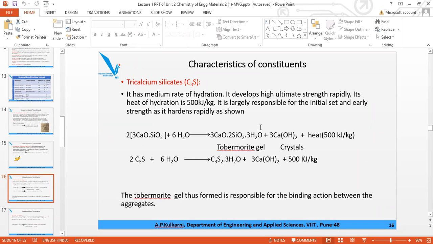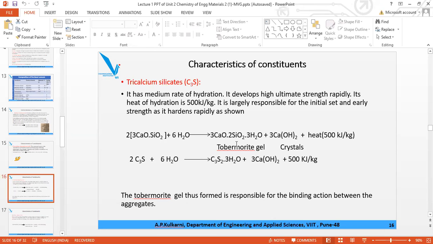Out of 6, 3 we have used here, and the remaining we are making Ca(OH)2 thrice. Heat is 500. C3S reaction is 6H2O. 2 molecules are used. Out of that, 3CaO·2SiO2·3H2O, 3, 2, 3. First product 3, 2, 3 plus 3 Ca(OH)2. This is called crystal, and this is called gel.